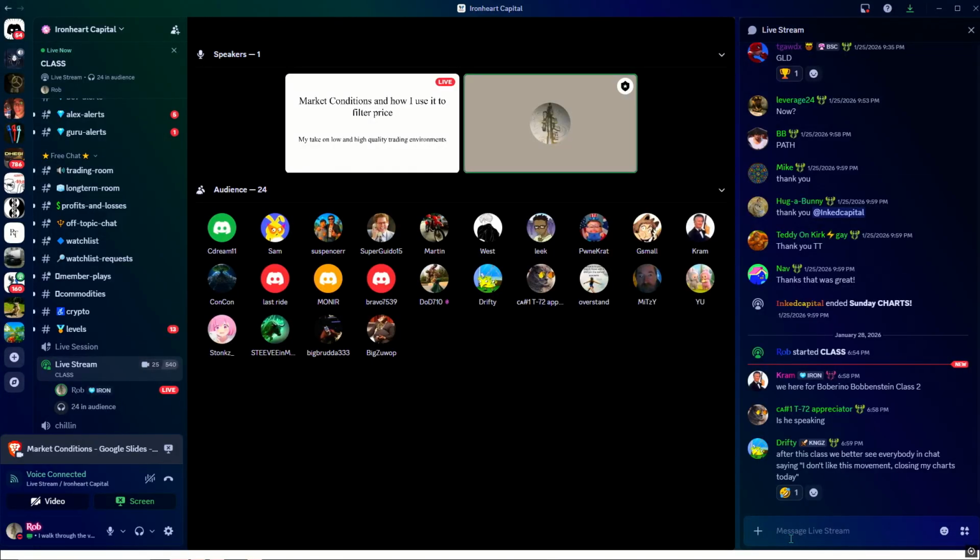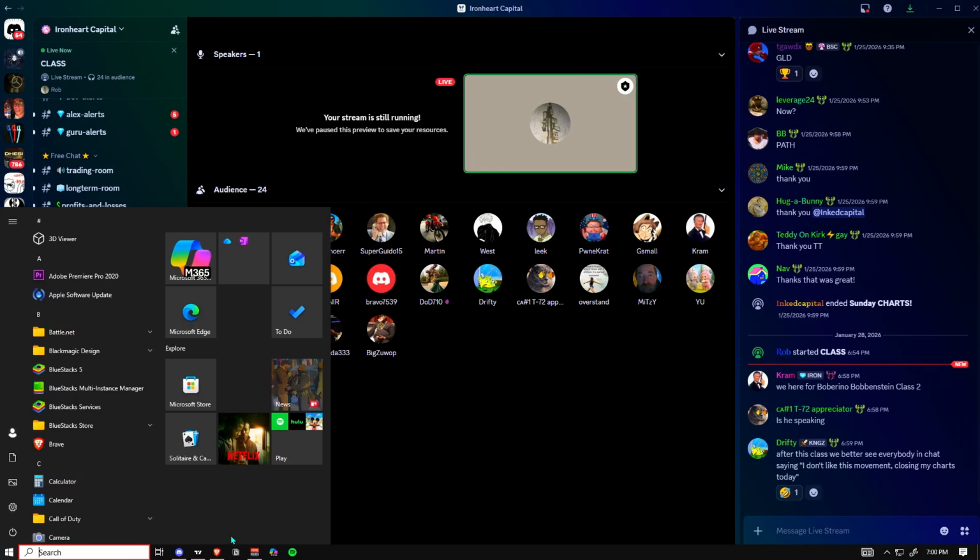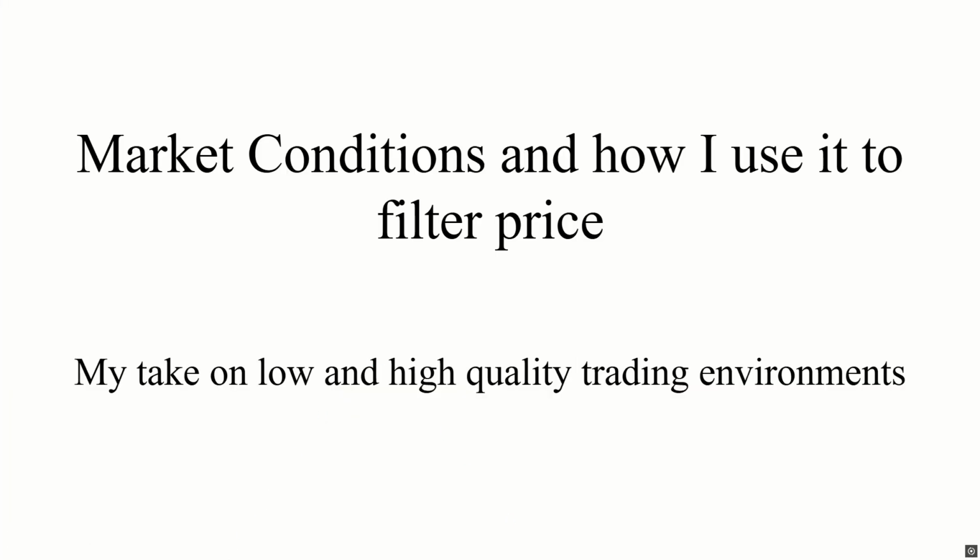Alright, let's get it. This is going to be about market conditions and how I use it to filter price. And what that means is just what I look for when I open the chart. I want it to be clear, concise, and obvious.